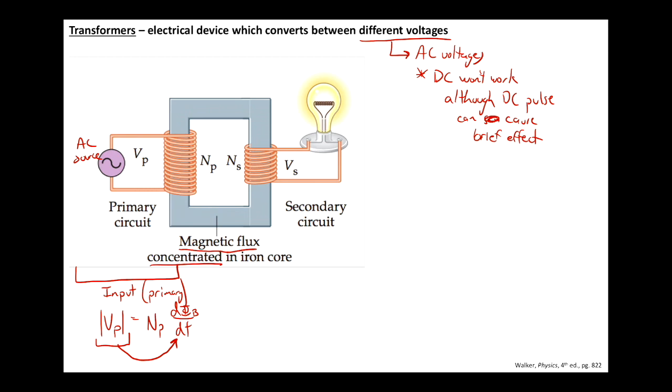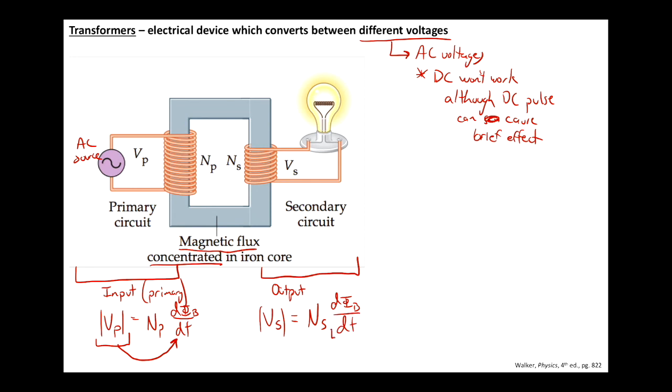Right? On the other side, in the secondary circuit, or the output, we're going to use Faraday's law once again. So V sub S is going to be equal to its number of loops times the rate of change of flux through it.